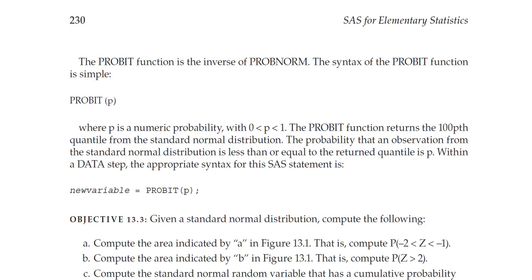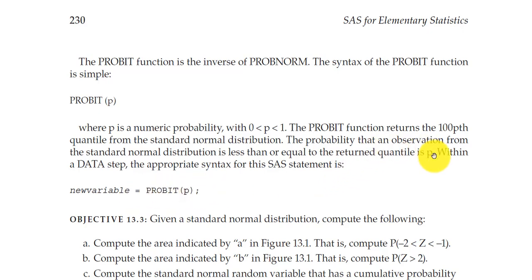So the inverse of the probnorm function is the probit function. Here you specify the probability, and this value of p is that left side probability or cumulative probability. If you want to find the value of the random variable that determines that left side area or cumulative probability of p, use the probit function, and it's again going to be new variable equals probit(p).